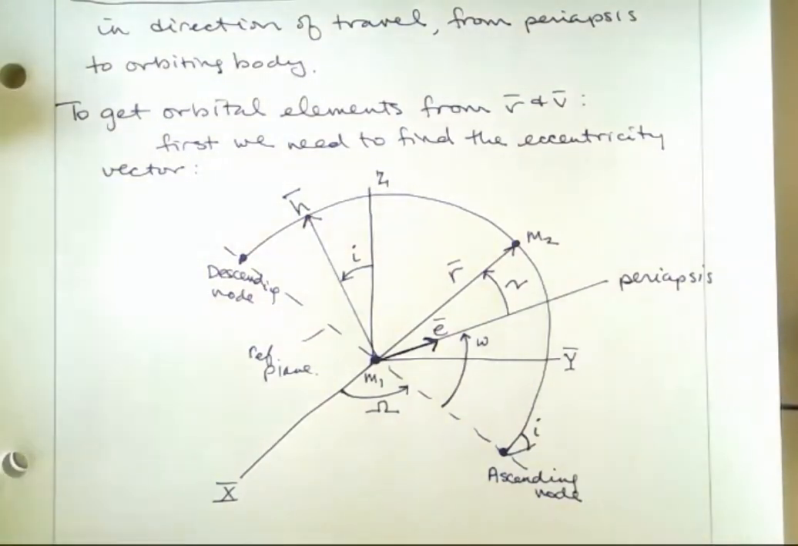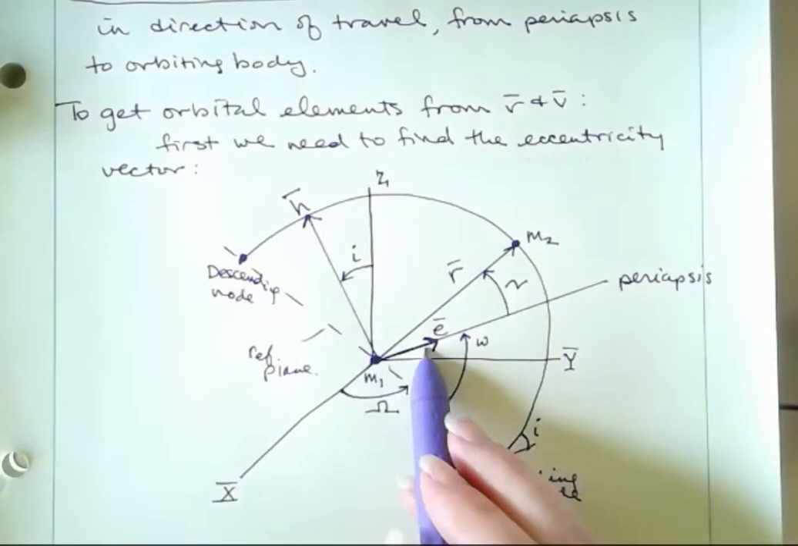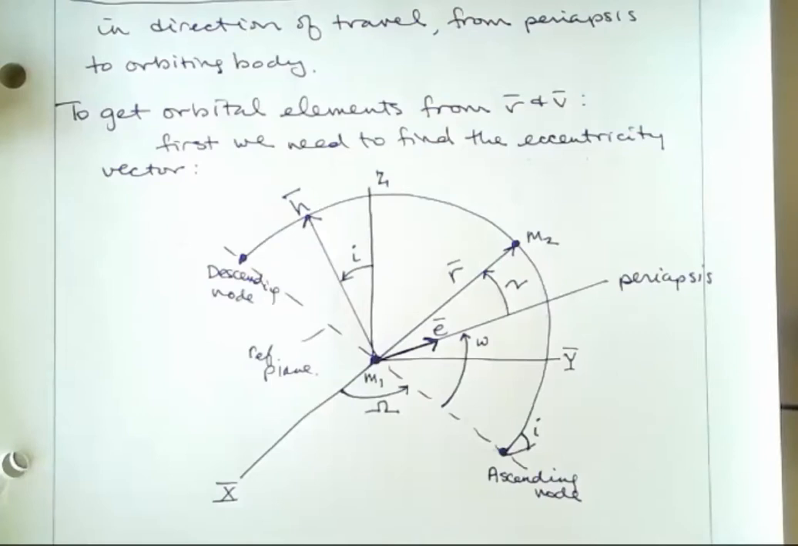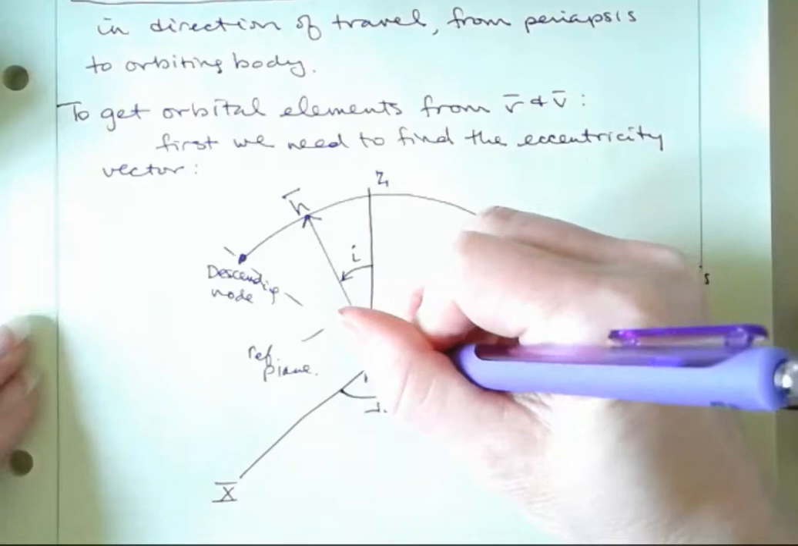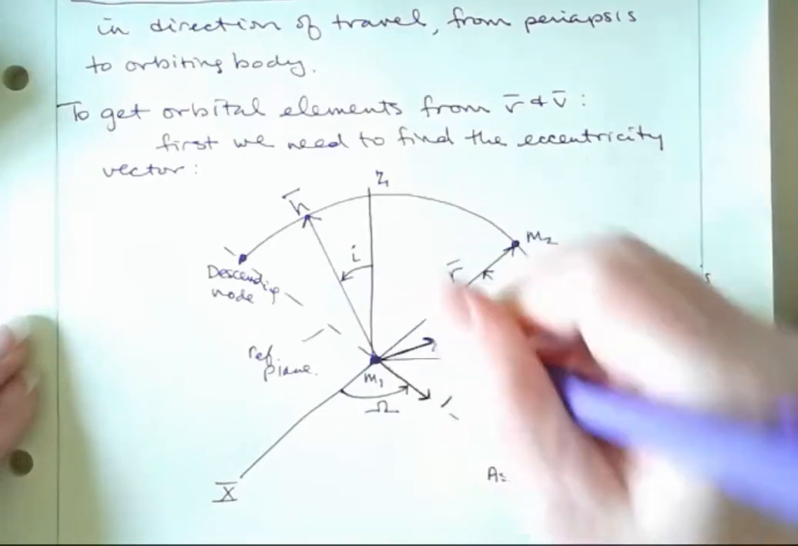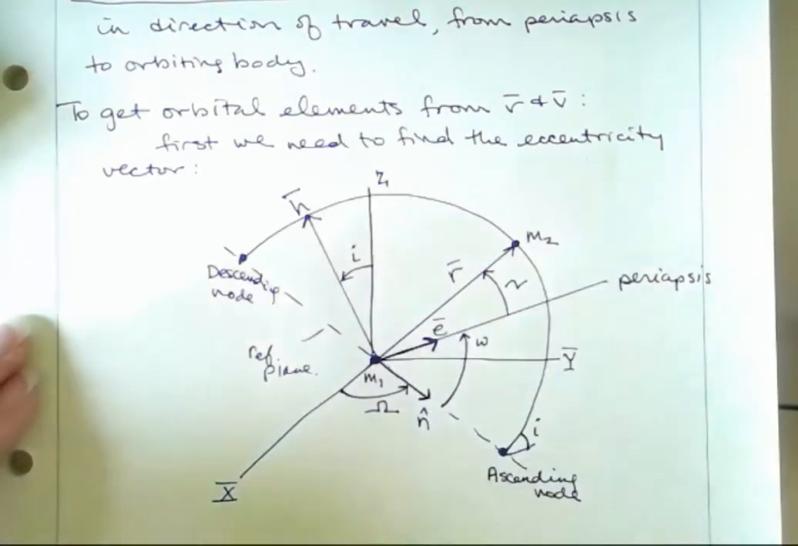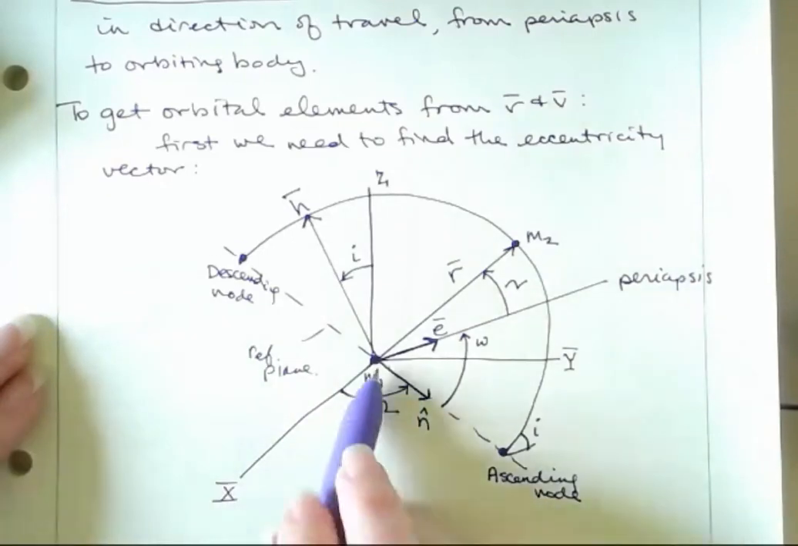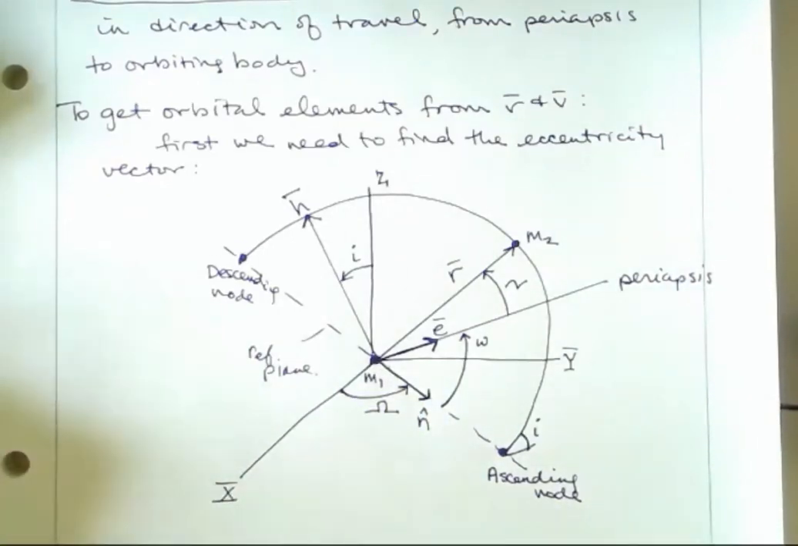Essentially it's just a vector that's going to point towards periapsis, and the magnitude of this vector is going to have the value of the eccentricity of the orbit. And I'll write that down in just a second. Next thing I want to put on here, I think this will be the last thing, is another vector, and this will be the node vector. The node vector is just a vector that's going to point in the direction of the ascending node.